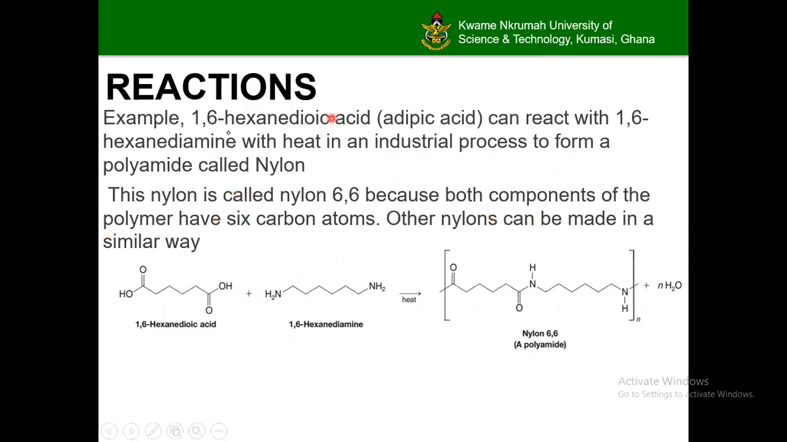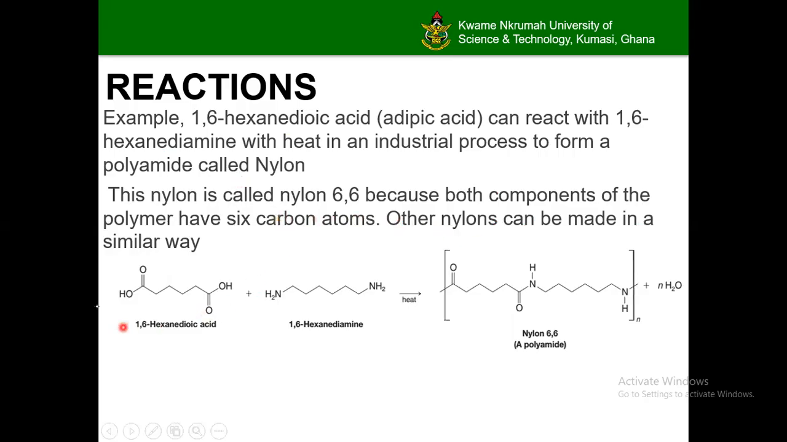Good. Now, for example, 1,6-hexene dioic acid can react with 1,6-hexene diamine with heat in an industrial process to form polyimide called nylon. So they are talking about an example of a polyimide, which is nylon. Now, nylon can be formed. That is nylon 6,6. The one used in this example is nylon 6,6, right? That's hexene dioic acid and then hexene diamine.